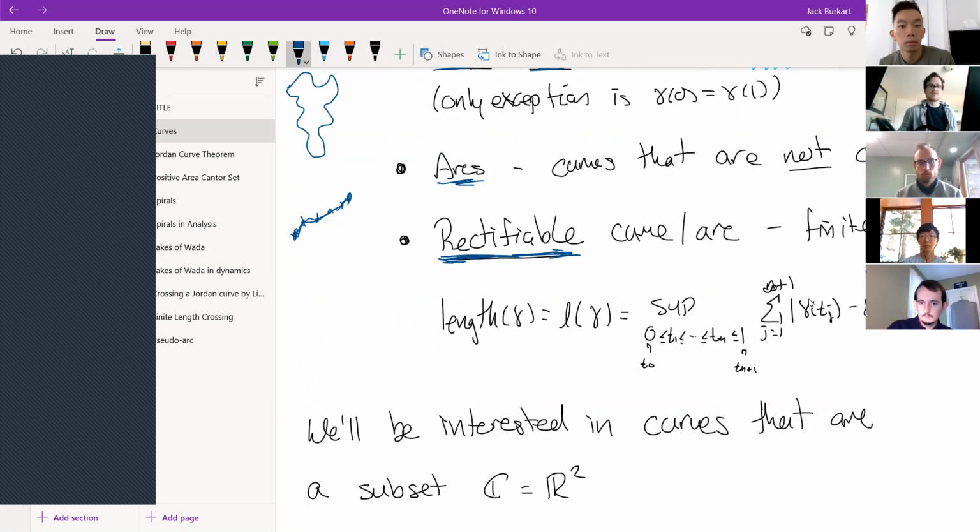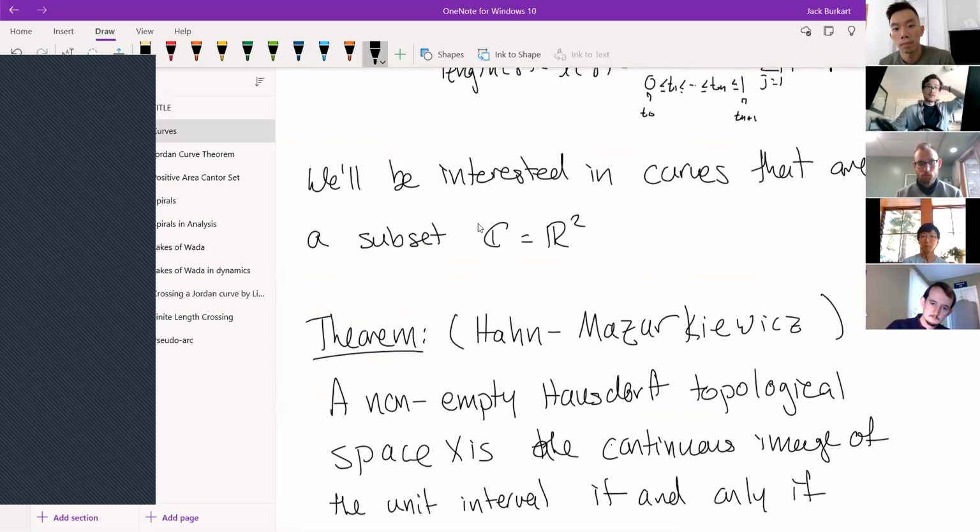So I hope that this definition is standard right here. But a rectifiable arc, it's always going to satisfy that this quantity is finite. So we'll use all of these words at some point, but we have all sorts of conditions on our very simple definition of a curve. And like I said before, we'll be interested in curves that are a subset of R2.